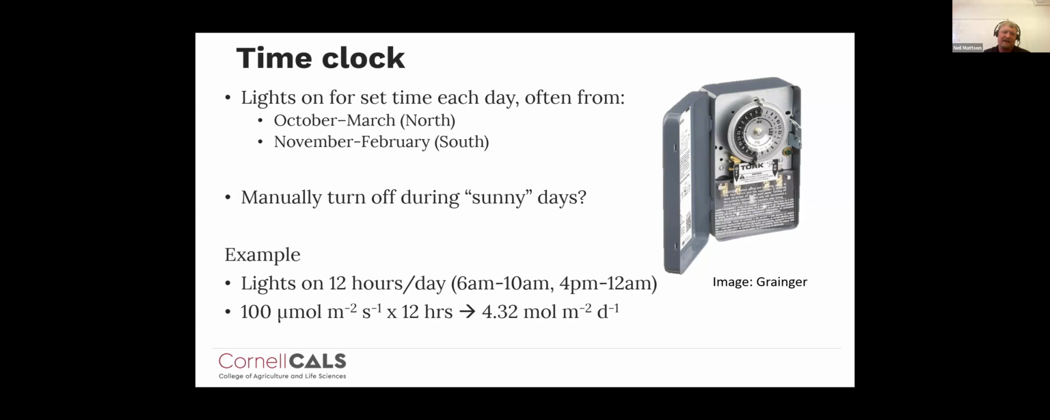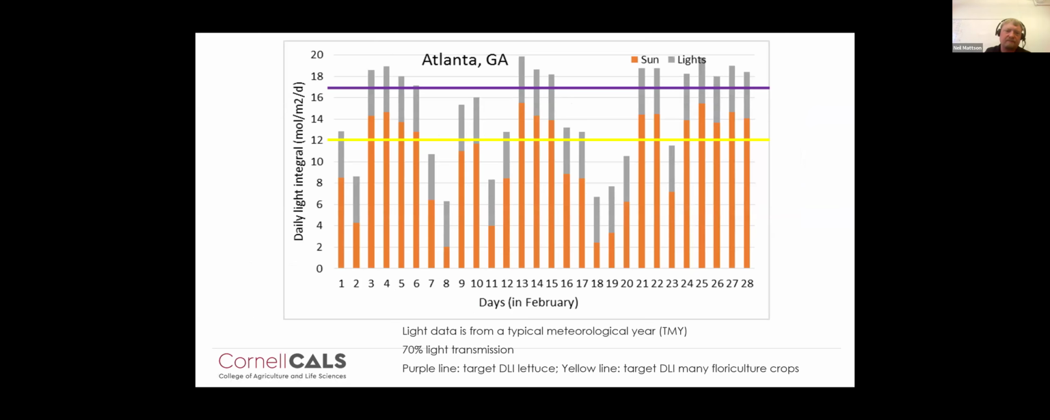An example of a time clock approach could just be having lights on for 12 hours a day and maybe avoiding the middle of the day when we have the most sunlight, and maybe need the least amount of supplemental light during that time. So it could be like having our lights on from 6 a.m. to 10 a.m. and then again from 4 p.m. to midnight. And if our lighting system was 100 micromoles per meter squared per second, times 12 hours a day, we can get an additional 4 moles of light per meter squared per day.